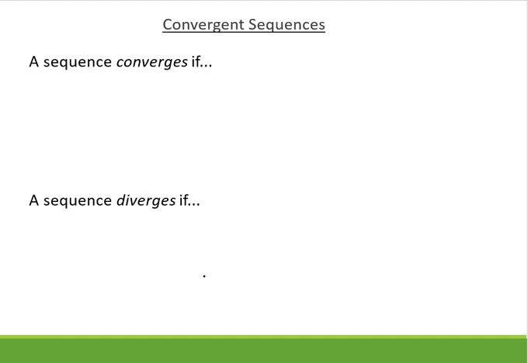Okay, convergent sequences. A sequence converges if the limit as n goes to infinity of the function that we're talking about has some sort of limit. As you keep plugging in numbers, what number are you getting closer to, if you think about it? And it diverges if the limit as n goes to infinity of our sequence does not exist, or I can't find the limit, or it's something like infinity.